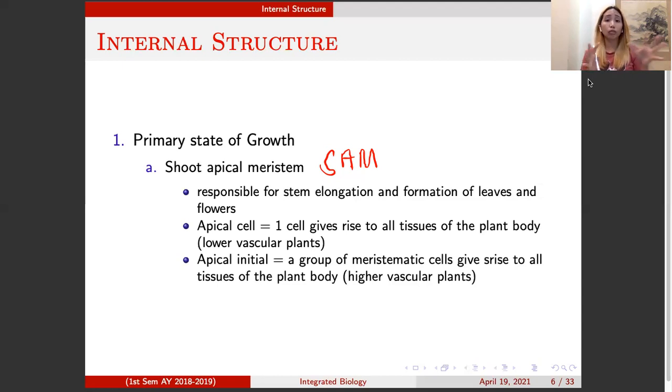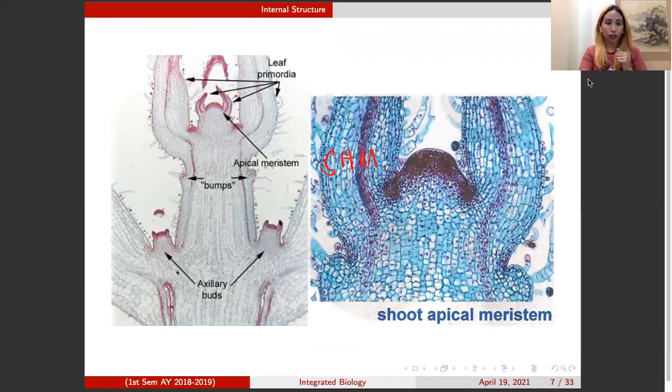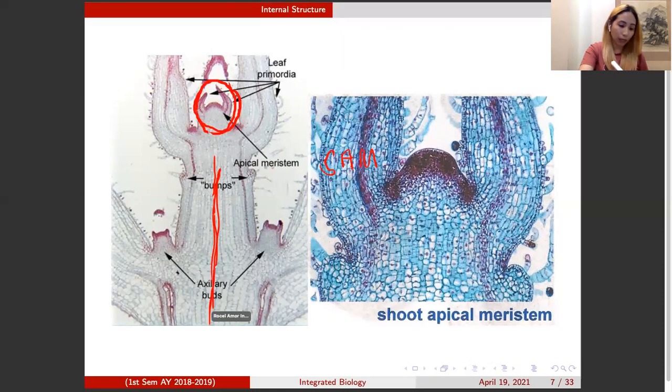Now, the apical initial layer, you will see later in our figure. In this particular figure, I just want to show you where you can find the shoot apical meristem. The shoot apical meristem is actually just this area over here. The reason why I showed this whole figure first is because I want you to know where to find it and how it looks like. So this is the main axis of the stem, and at the tipmost of the main axis is where you will find the shoot apical meristem.